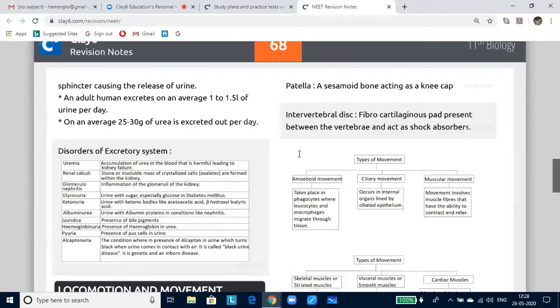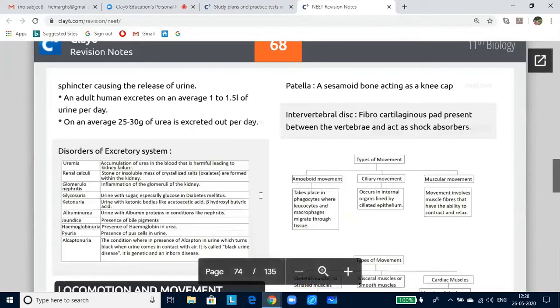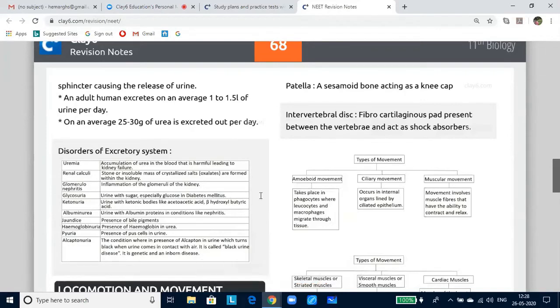So there are certain other kinds of disorders like blood sugar. This will be a result of glucose in the urine due to diabetes mellitus. Ketonuria is urine with ketone bodies like acetoacetic acid, beta hydroxybutyric acid. Albuminuria is with albumin proteins in conditions like nephritis. Jaundice, wherein bile pigments will be passed through the urine.